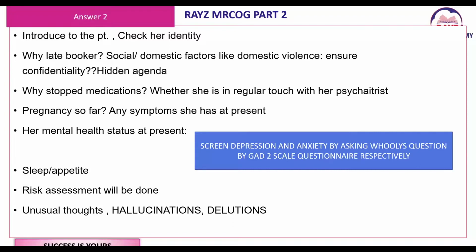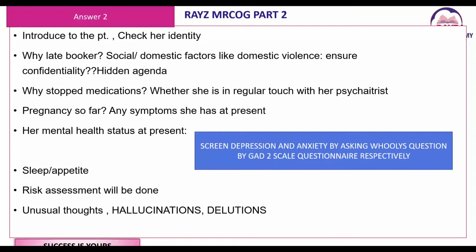I will introduce myself to the patient by my name and role, and I will check her identity. I would like to know why she is a late booker, whether there are any social or domestic factors behind it, like domestic violence. While inquiring this, I will ensure her confidentiality. I would like to know why she has stopped her medications, whether she is in regular touch with her psychiatric and perinatal mental health team.